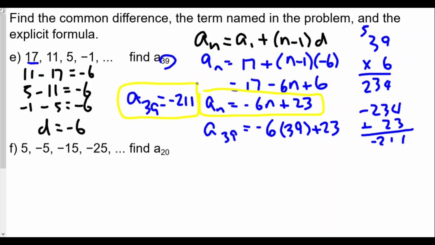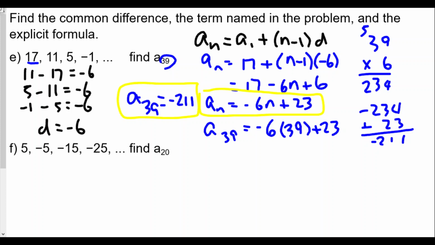So yes, we find our explicit formula first, and then we plug in the n value. That makes things a ton easier for us. Let's now find f. Well, technically it should be a and b, but that's okay. It's a continuation from the last video. All right, here we go.